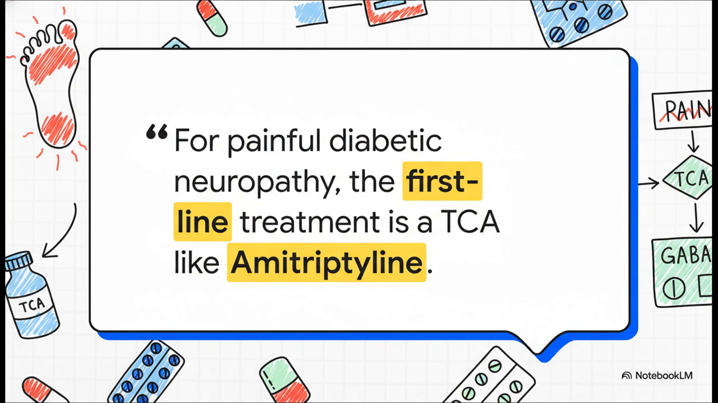No big surprise there. The really crucial point for this case is all about the management. What do you do for them? The first-line treatment, the place you start, is with a tricyclic antidepressant, or TCA, something like amitriptyline. And that's your clinical pearl. You have to know the treatment algorithm. For painful diabetic neuropathy, you start with a TCA. Sure, things like gabapentin and pregabalin are good alternatives, but amitriptyline is step one.